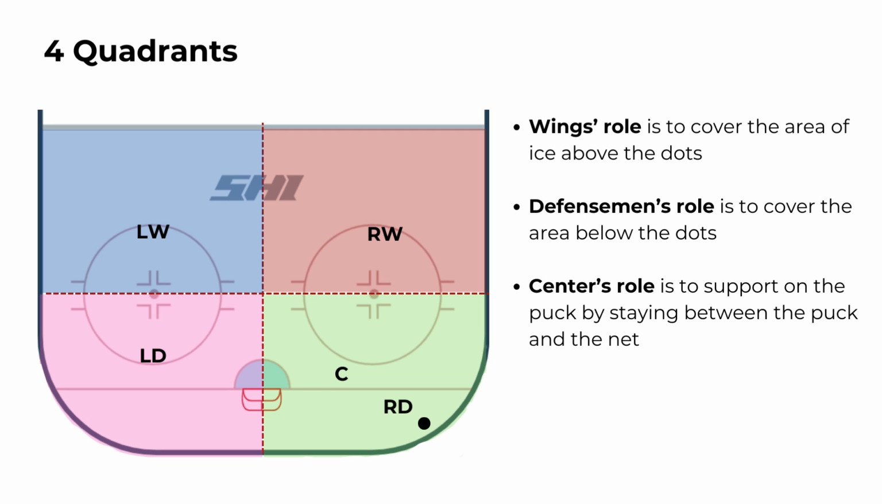Here, we've added a puck in the right corner. The right defense is responsible for quickly challenging the puck, and the center's role is to support the right defenseman by staying between the puck and the net.